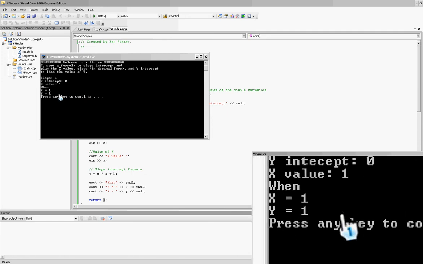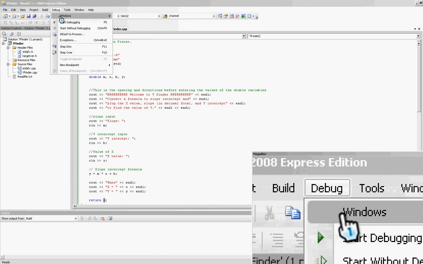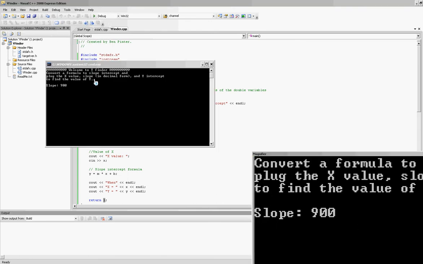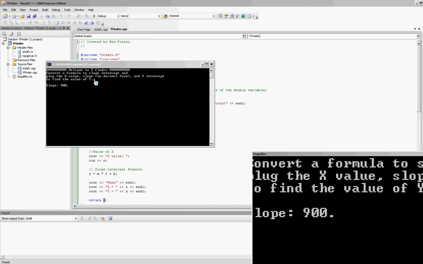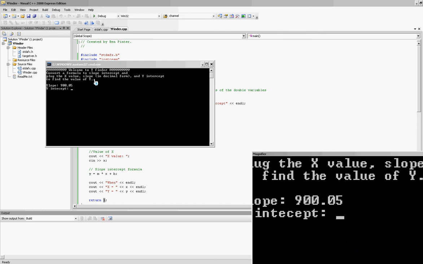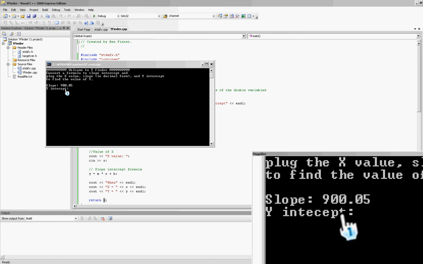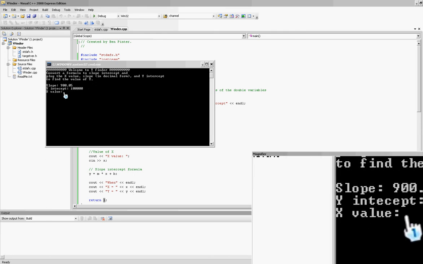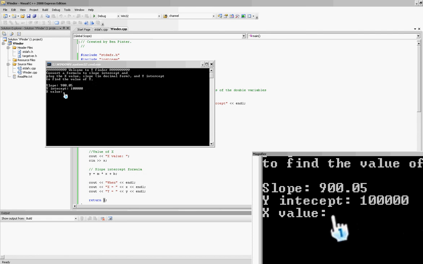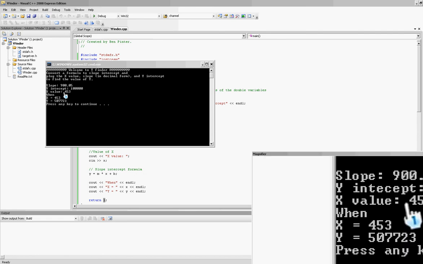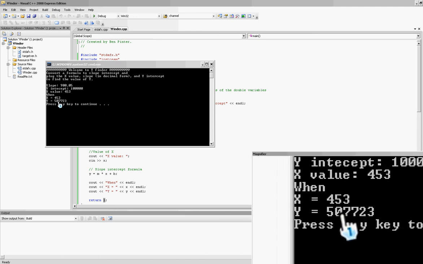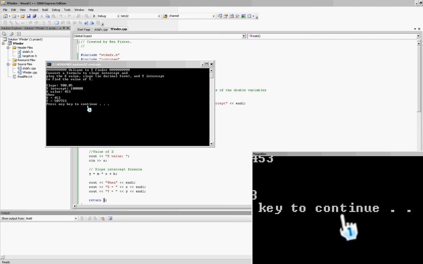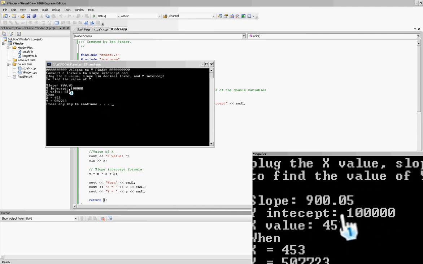I know that's a simple formula, but it can also handle the most difficult ones, like when your slope is 900 over 20 or something ridiculous like that, and your y intercept is like 100,000, and you want to find the value at x like 453. It tells you that right away. When x equals 453, y equals 507,723. So it's a pretty cool program.